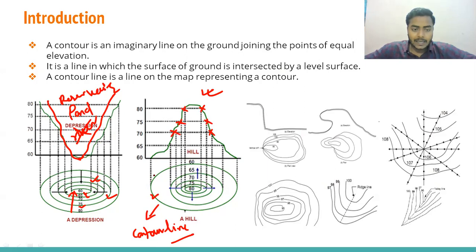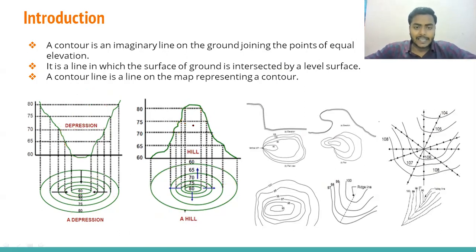So every point on this line will represent how much? 60 meter elevation. Similarly, the next one is showing 65 meter elevation. In this case you can see we are going towards the center, towards the inside of the contour lines. If you are going inside, you can see the elevation is increasing: 60, 65, 70, 80.